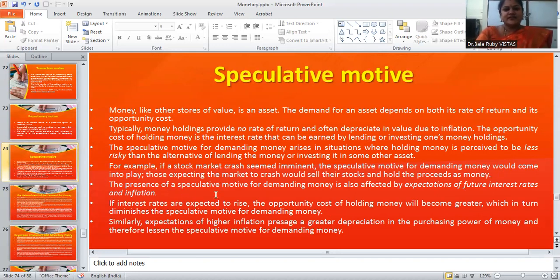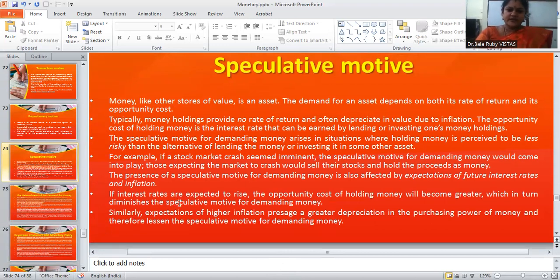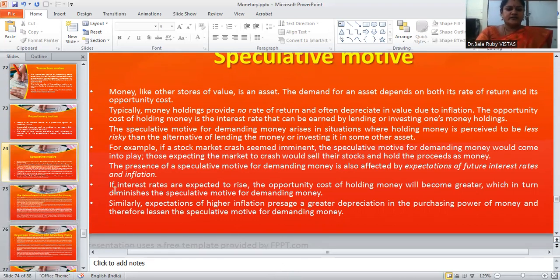The presence of a speculative motive for demanding money is also affected by expectations of future interest rates as well as inflation. So if interest rates are expected to rise, the opportunity cost of holding money will become greater, which in turn diminishes the speculative motive for demanding money. Similarly, expectations of higher inflation give greater depreciation in the purchasing power of money and therefore lessen the speculative motive for demanding it. So these are the important concepts in the Keynesian theory.